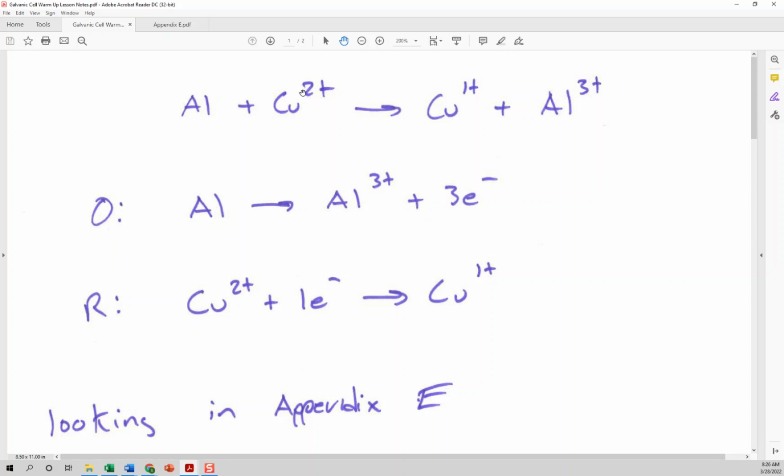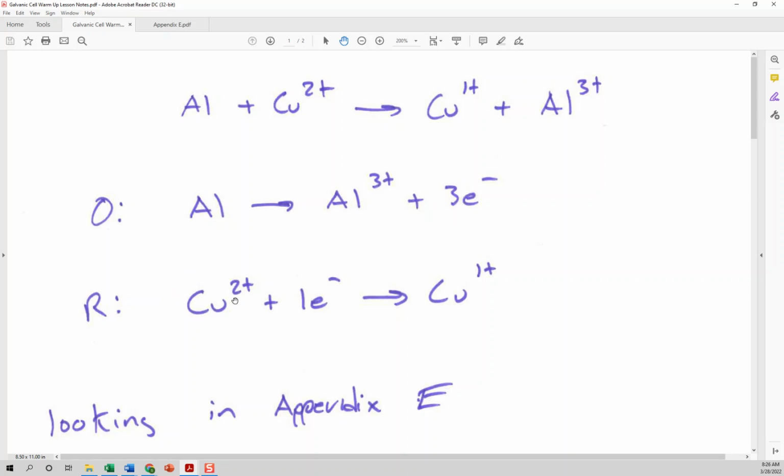And then the copper's being reduced. It's going from 2 plus to 1 plus. So the way that happens is the copper 2 plus gains an electron and becomes copper 1 plus. So this is the reduction half reaction, right? So we got our oxidation half reaction and our reduction half reaction. Now to make these add up to the overall balanced equation, we're going to have to multiply this reaction by 3 so that we have 3 electrons here, and that'll cancel out with the 3 electrons there.